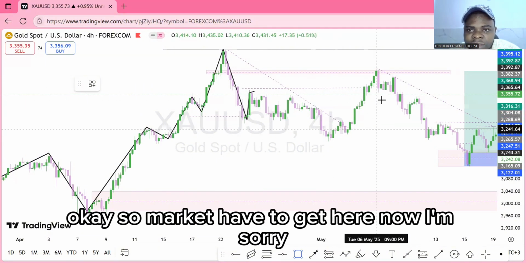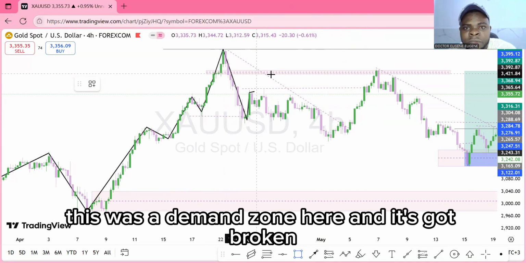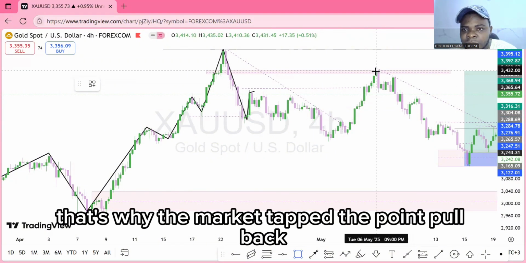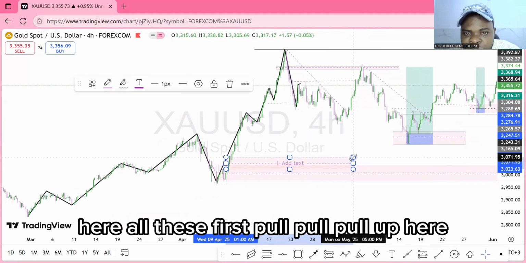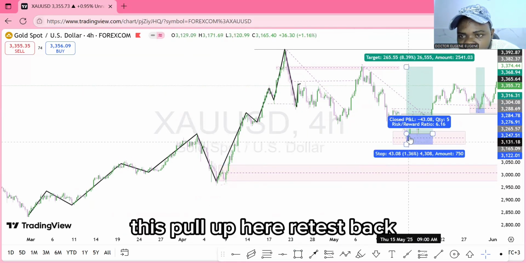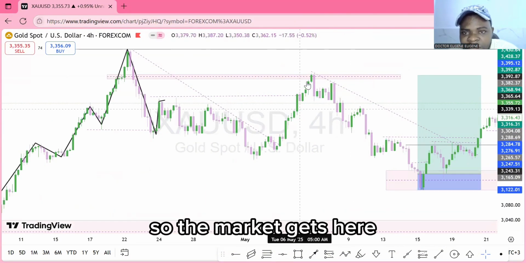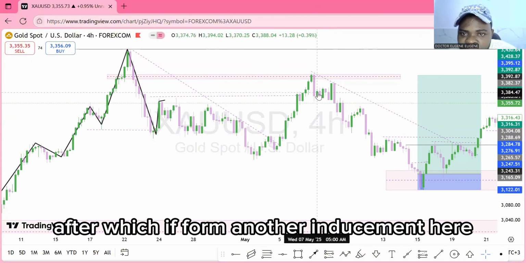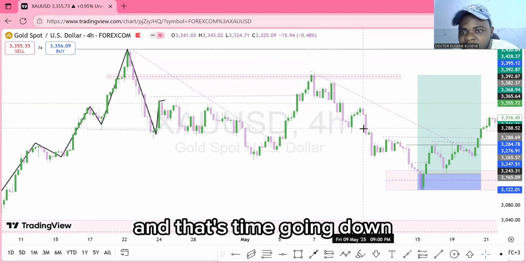Okay, so market has to get here now. Sorry, it was a demand zone here and it got broken, automatically becoming a supply zone. That's why the market tapped the point, pulled back, just like all these things that have been happening here. All these first pullups here, this pullup here, retest back. That's the same thing that happened at this point. So the market got here, showed a sign of reversal, trying to go down. After which it formed another inducement here before retesting this particular zone, and that's when it went down.